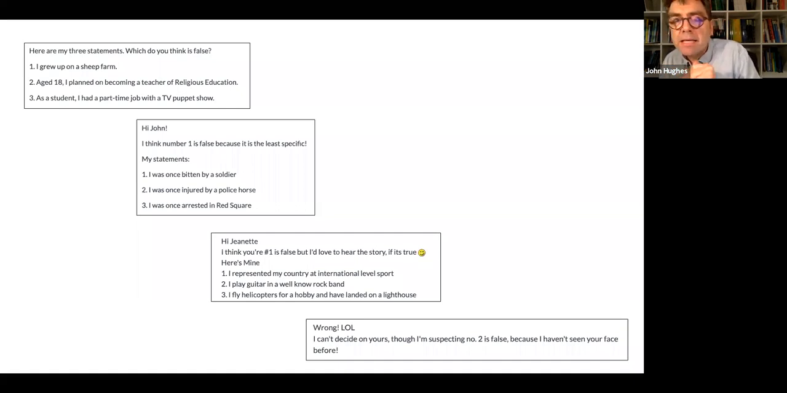Incidentally, for me, number 1 is wrong. I didn't grow up on a sheep farm. I grew up on a dairy farm, for anybody who's interested. The rest is all true.